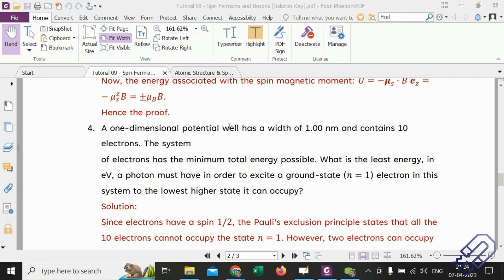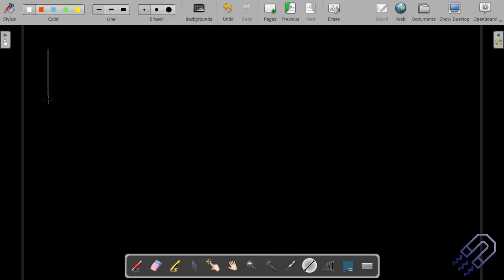What happens is that if you are considering a potential well, and we are going to use obviously Pauli's exclusion principle here, let me draw some energy levels here. Let's say this is 2, 3, 4, 5, 6, and so on. And this is a potential well, so that means we are saying that the electron cannot escape it, and there are 10 electrons in this potential well.